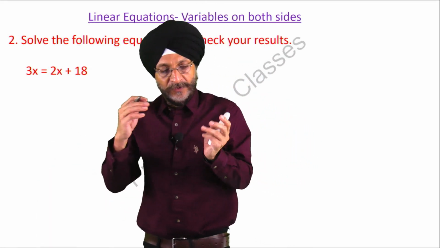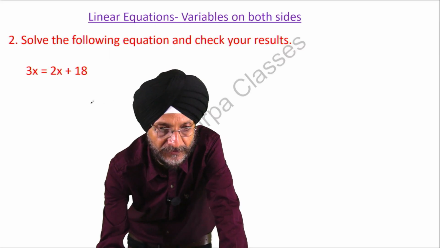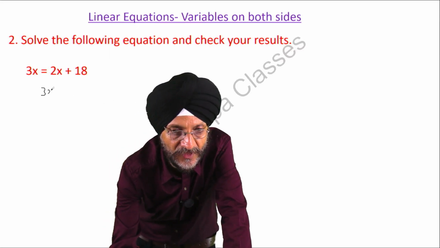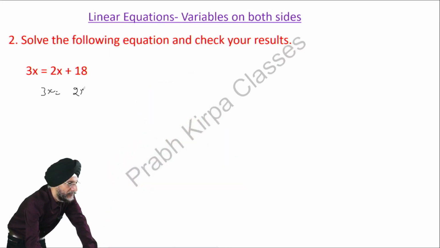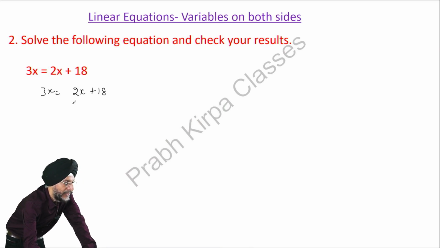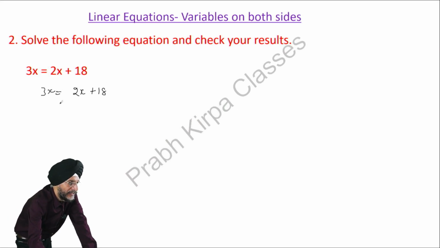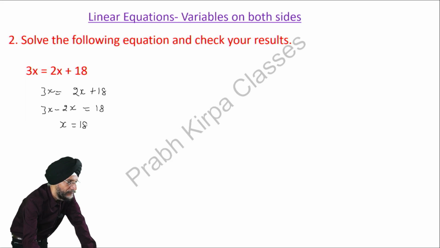Now the question of the same type, here it is 3x is equal to 2x plus 18. As already told, we will take the variable on one side. So it will be taken on left hand side is equal to 18. 3x minus 2x is equal to 1x is equal to 18. So the value of x has been arrived at. That is, the first part has been solved.